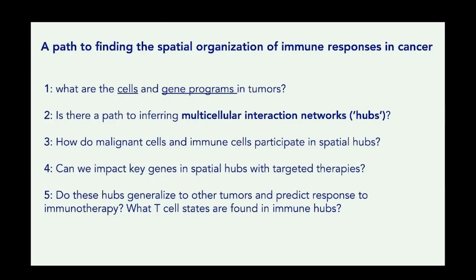So what I'll tell you about today is our efforts to understand this question, starting first looking at what are the cells and the cell types and the gene programs within tumors. Can we use that information to infer the possibility of a multicellular interaction network of cells talking to each other? And if we can, how do malignant cells in the tumor and the immune cells participate in these hubs or organized areas of spatially coordinated cells? Can we potentially impact genes in these spatial hubs with therapies? And do these hubs generalize to other tumors, predict response to immunotherapy?